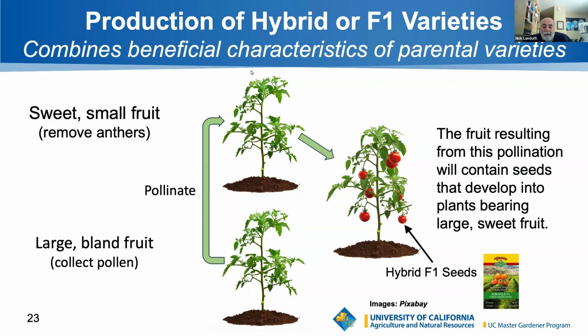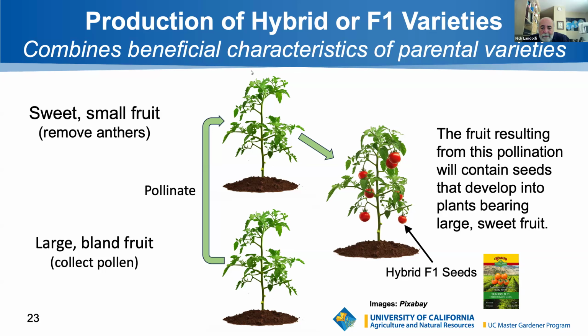The two plants are grown separately, most commonly in greenhouses. Pollen is collected from one plant, while the anthers, the male part of the flower that contain pollen, are removed from the other plant. The collected pollen is applied to the stigma, or female part, of the plant from which the anthers have been removed. The fruit from that hand pollination will contain seeds that will grow into hybrid or F1 plants that have characteristics of both parents. In this example, large, sweet fruit. The seed company collects and packages these, and they are the hybrid or F1 seeds that you purchase to plant in your garden.